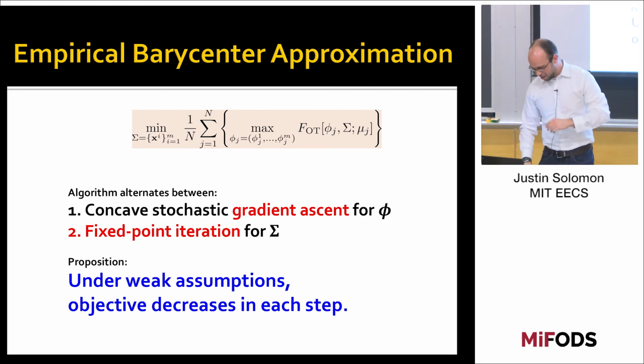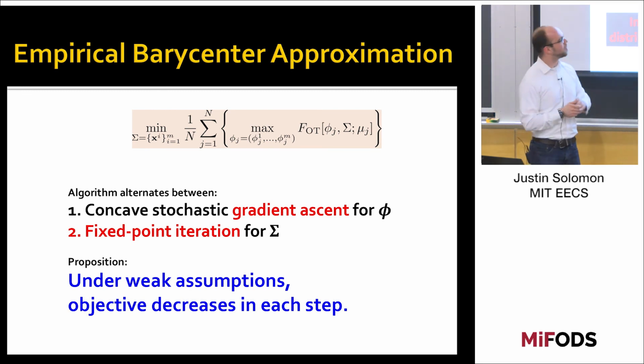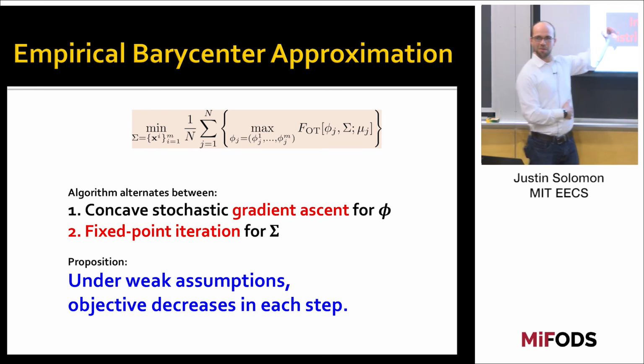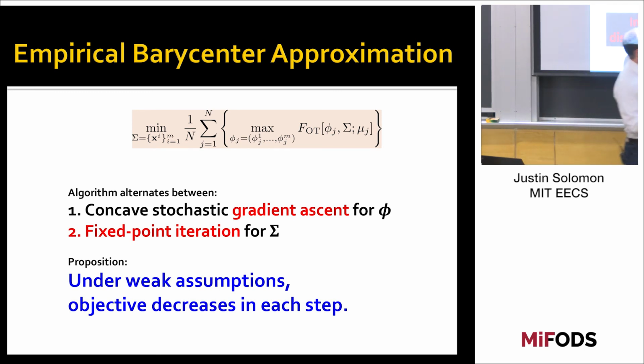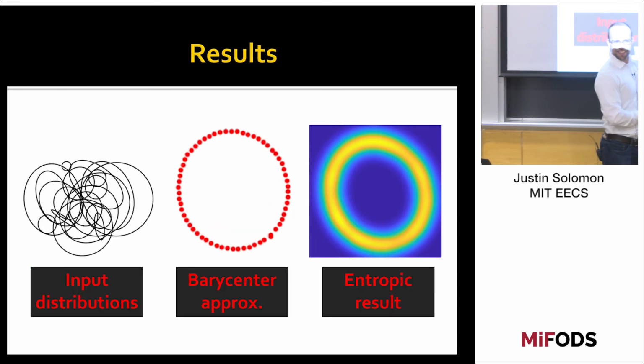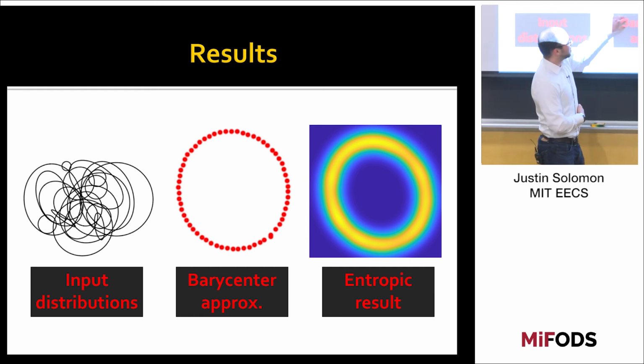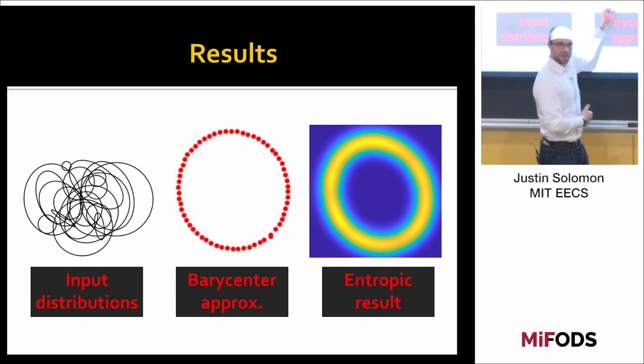But if we skip to results, we can see some really nice things happening. So here I have a bunch of different probability distributions that are all supported on different circles and ellipses that are just randomly drawn. I compute the barycenter distribution, and what we get as our approximation is actually a circle. There's a little bit of mythology here. We don't actually have a great explanation for why, although I guess there's some symmetry argument you can make.